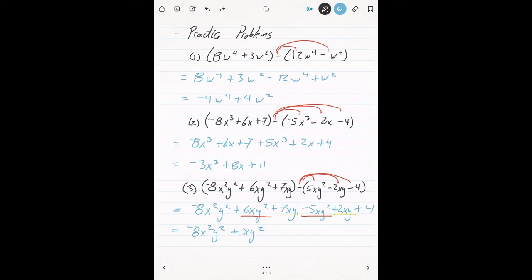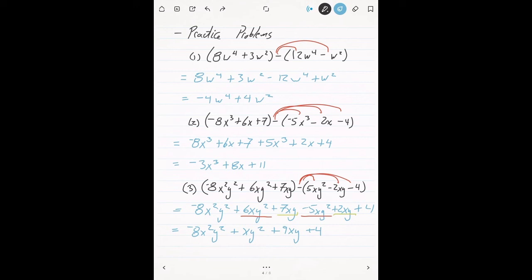Let's see, the 7xy and the positive 2xy makes a 9xy. And then the 4, again, doesn't combine with anything. It just comes down to the rest of the expression. And there you go. This is our final answer. We've done the distribution, and we've combined all like terms.